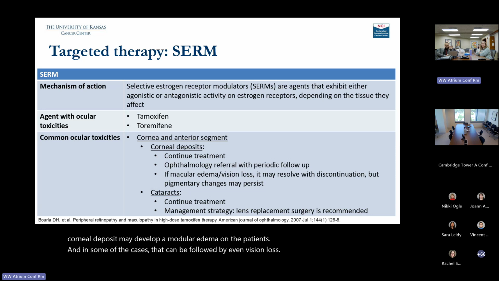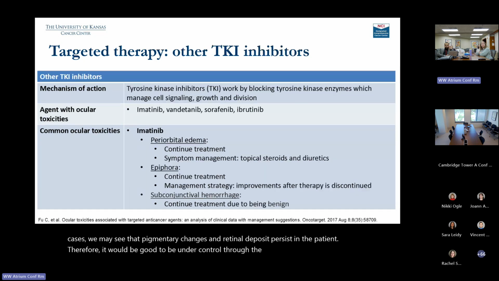In many cases, that can be resolved after discontinuing the medication. However, in some cases, we may see that pigmentary changes and retinal deposit persist in the patient. Therefore, it would be good to have control through the therapy and good follow-up over time.